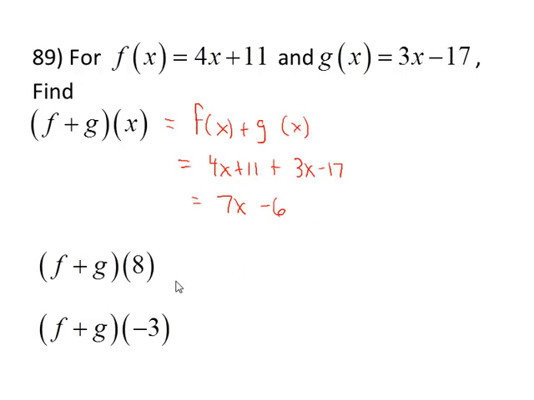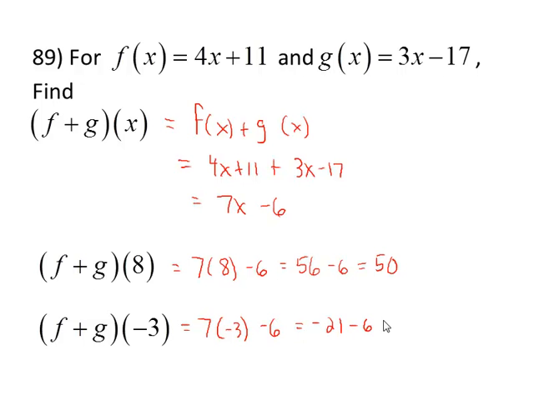To find f plus g of 8, we had two options. We could plug 8 into each original function and then add the results, or we can simply use the function we've created here. 7 times 8 minus 6, that's 56 minus 6, or 50. Real quickly, if we had plugged 8 into each function, f of 8 is 43, g of 8 is 7, 43 plus 7 is 50. Same idea with negative 3: 7 times negative 3 minus 6, that's negative 21 minus 6, or negative 27.